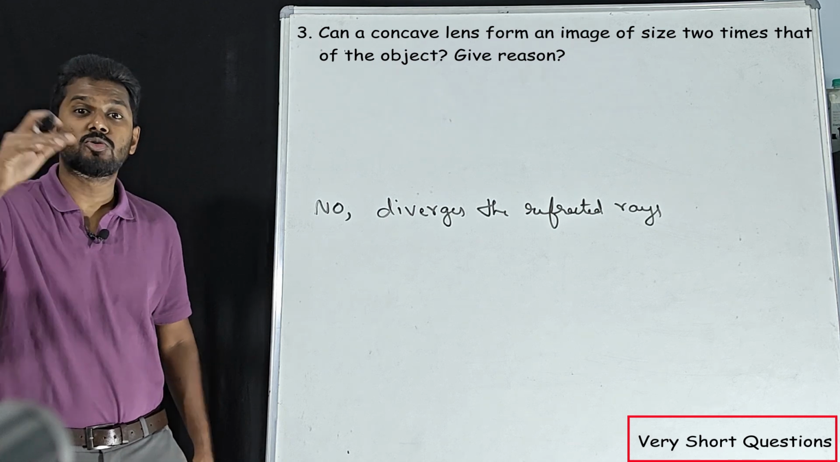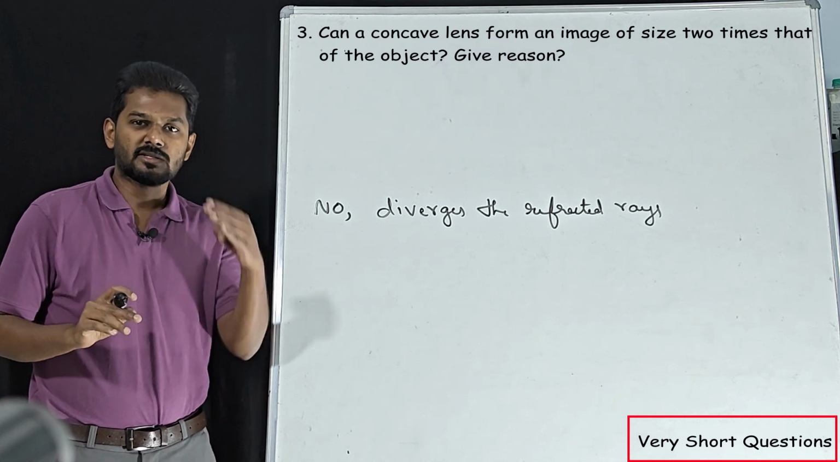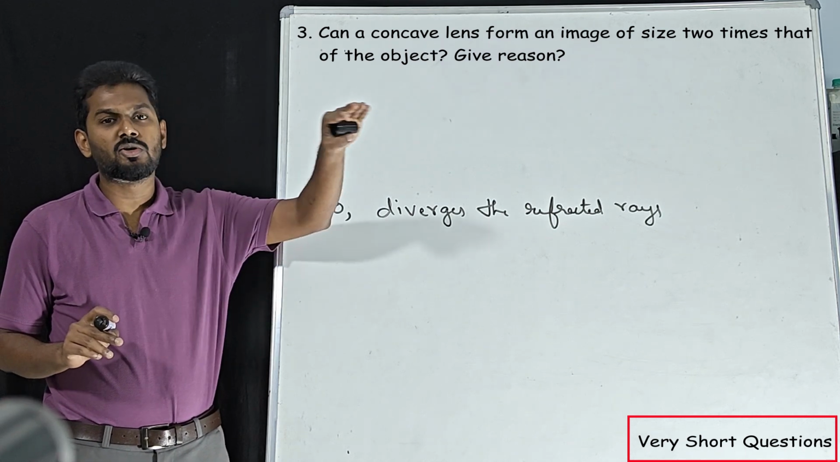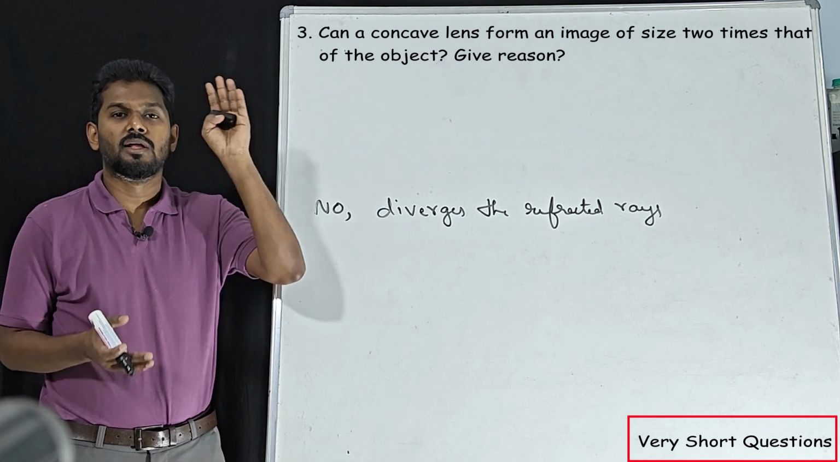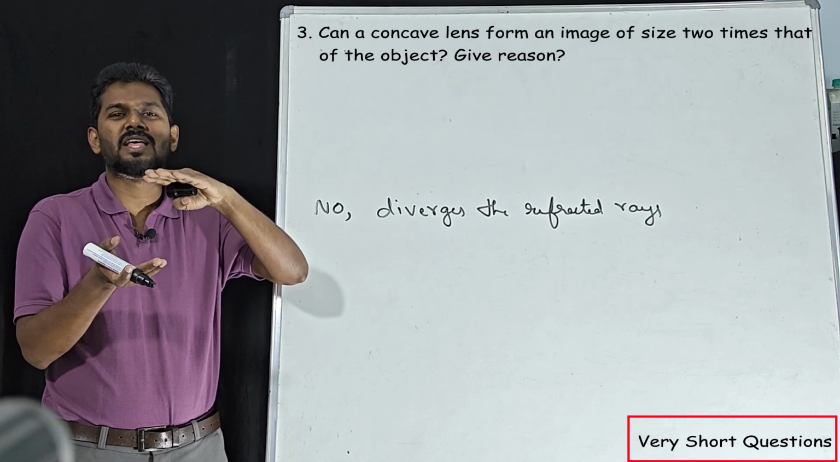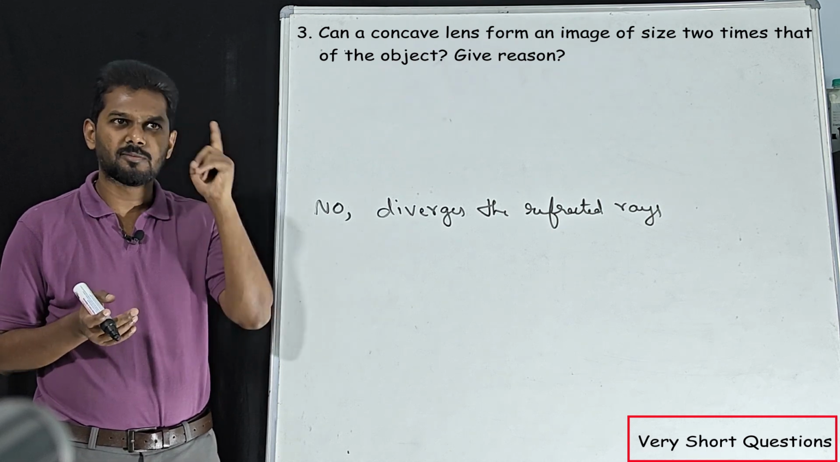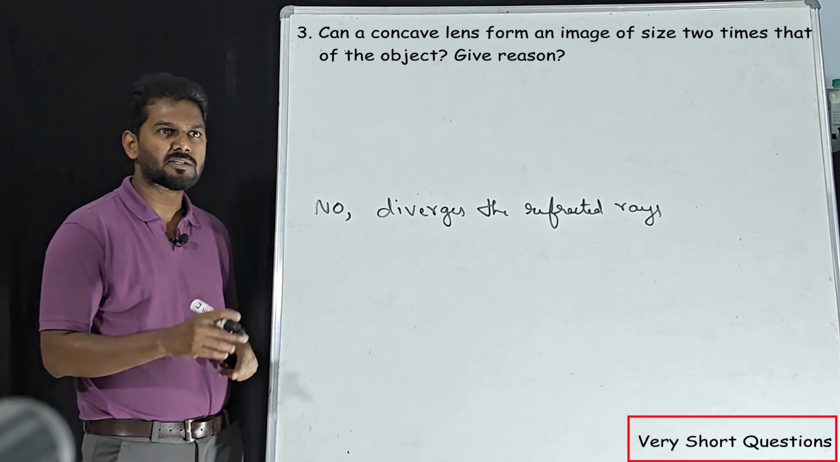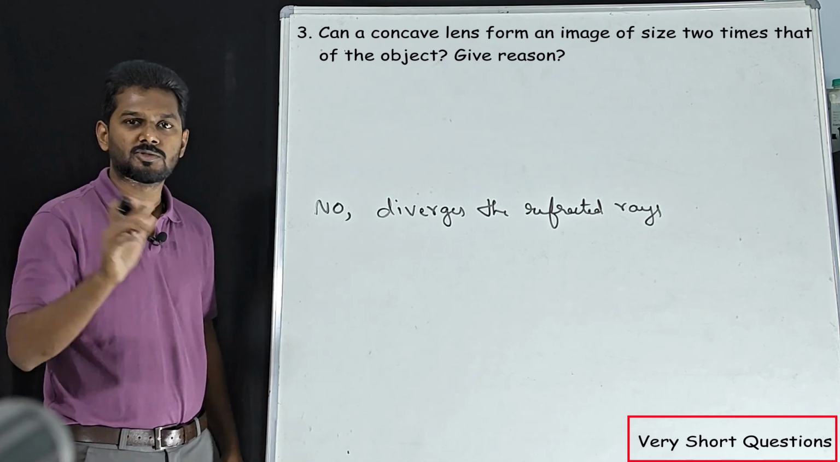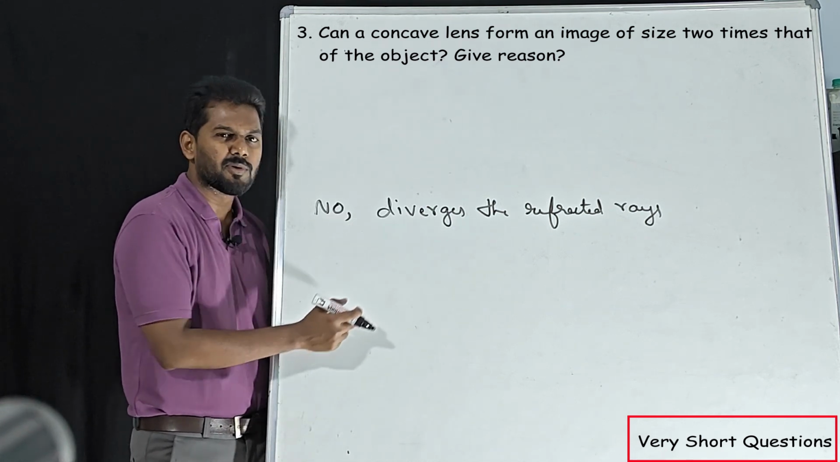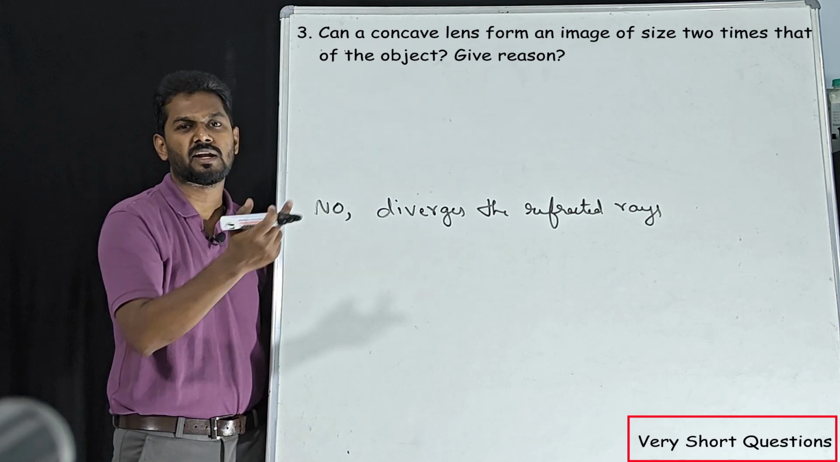See, not equal to the object is also not possible. Size of the object not equal to the image is also not possible. The size of the image is always less than the size of the object. Keep this in mind, that is nothing but diminished. So here they are asking 2 times. 2 times it is not possible. Why? Because it is diverging the refracted rays.